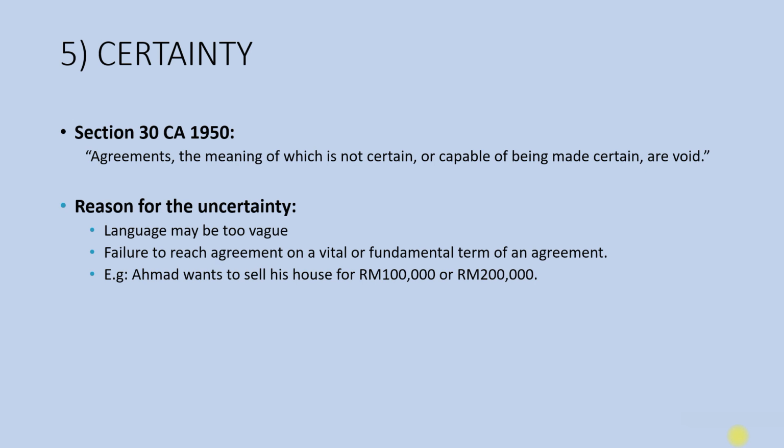For example, Ahmad wants to sell his house for 100k or 200k. So which one? The terms of the contract must be certain, must be unequivocal, must be clear. If there is vagueness in those terms, the court may declare that the contract is void.